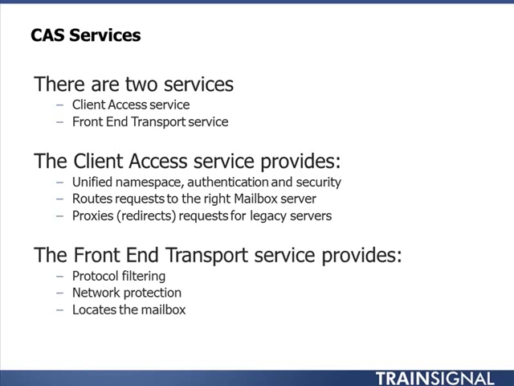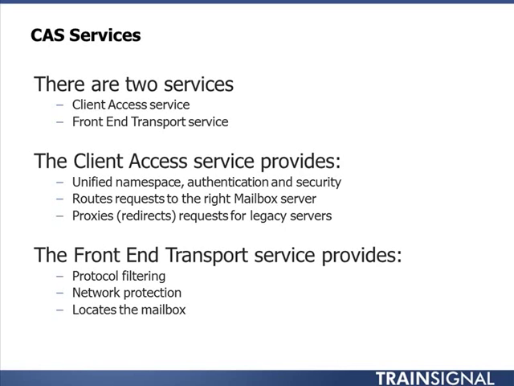At the same time, we have the front-end transport service, which provides, as we said a moment ago, protocol filtering, network protection, and it also locates the mailbox. So the value of that service is that it allows for fewer unnecessary hops, because it determines the best mailbox server to deliver the message to. So that gives you just a basic idea of what a client access server can do, what these 2 services can do. There's obviously more that you can learn if you want to dive deeper in the architecture and in the services of the client access server. But for now, we'll move forward.